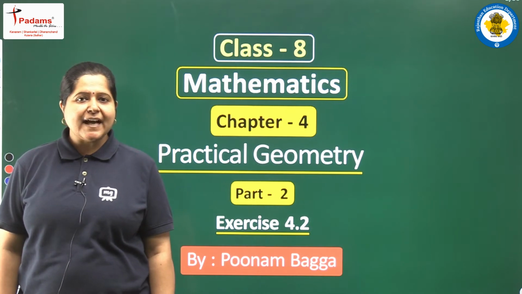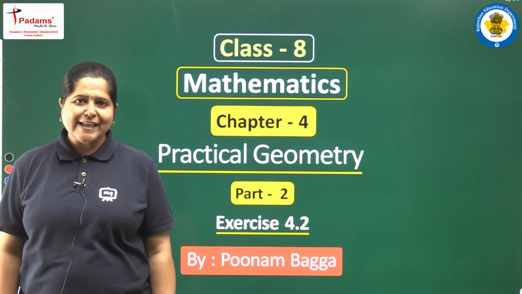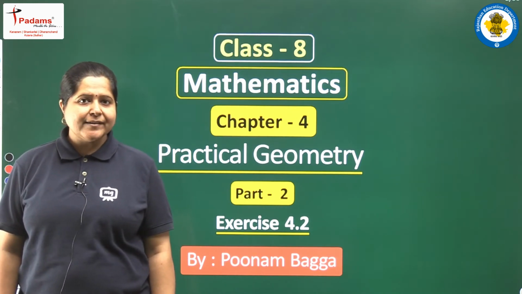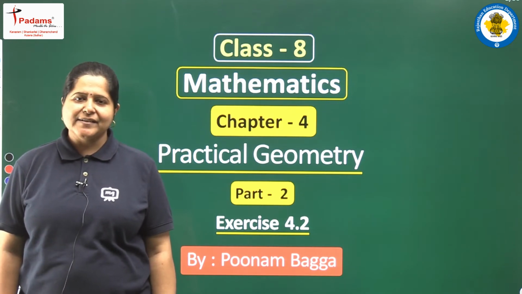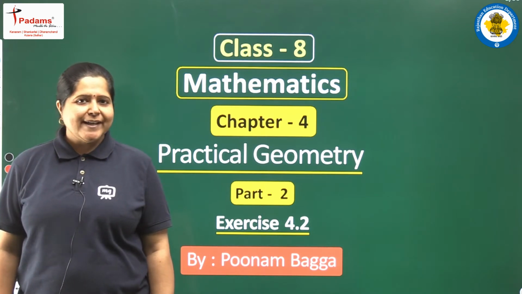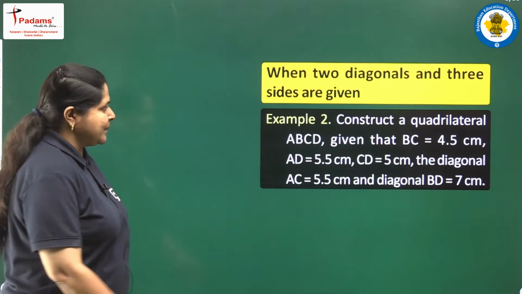In our previous class we had constructed quadrilaterals in which we were given 4 sides and 1 diagonal. Today we will be constructing quadrilaterals in which we will be given 3 sides and 2 diagonals. So a combination of 5 measurements in all to get a unique quadrilateral. We start with this example.